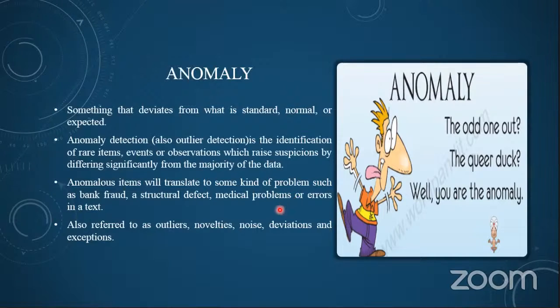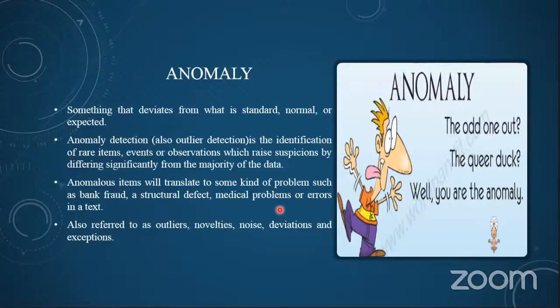So what is the purpose of this anomaly detection? We can translate anomaly detection into real life problems like banking fraud, structural defects in civil construction, or medical problems. Especially in medical problems, we are now using heavy computer applications to examine MRIs, CT scans, or PET scan images. If a scan has something that is away from the normal, then that's an anomaly. Then again, errors in text.